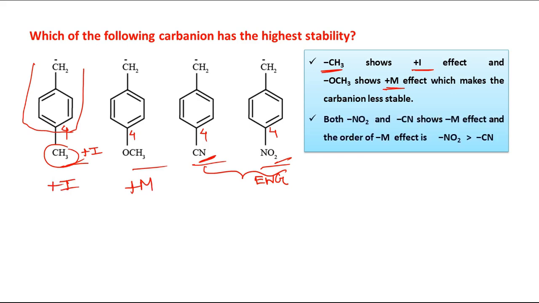And what about the next two? Both NO2 and CN have a minus M effect, mesomeric effect, but NO2 has more mesomeric effect, so that is why this will win. So the correct option is this one. But suppose the question is framed in a different way, that you have to arrange them according to stability. Then the first will be this one, number 4. Then we will have number 3, that is CN, then OCH3, and then CH3.